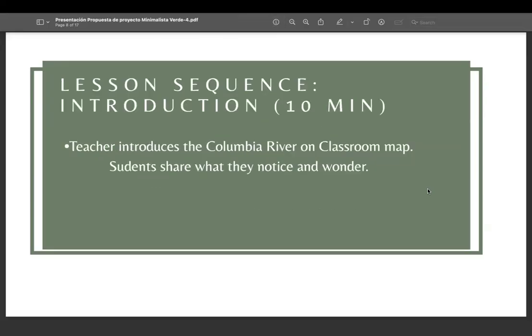Okay, so the lesson sequence starts with the introduction, and it should take about 10 minutes. Here the teacher introduces the Columbia River on their classroom map, which will be a big, large map that the teacher will have, and then students will share what they notice and wonder.